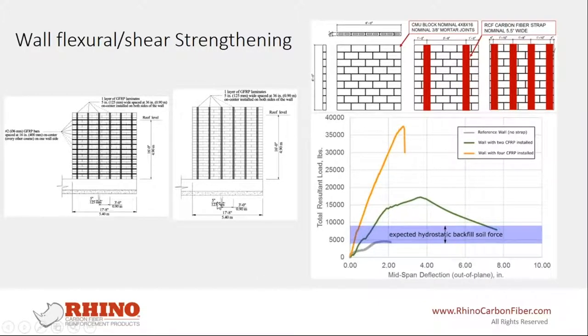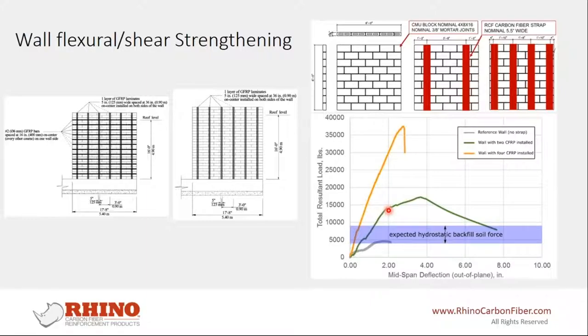Here's the result. If you look at the figure, let me just pull out the laser pointer. If you look at the figure on the right, the vertical axis represents the force acting on the structure by the airbag, and the horizontal axis is the displacement at the middle height. As you can see, I've used the blue band to represent the typical hydrostatic force a wall should expect from the soil backfill. The gray line at the bottom represents the loading curve for the unstrengthened wall. It will likely fail on its own as time passes because it merely has the design strength to resist the pressure.